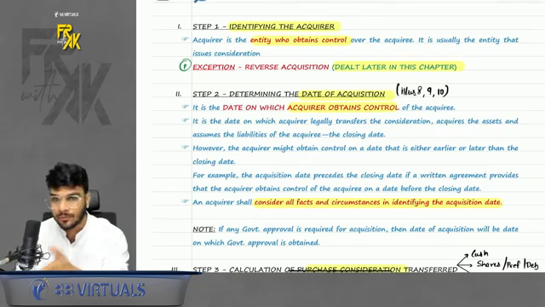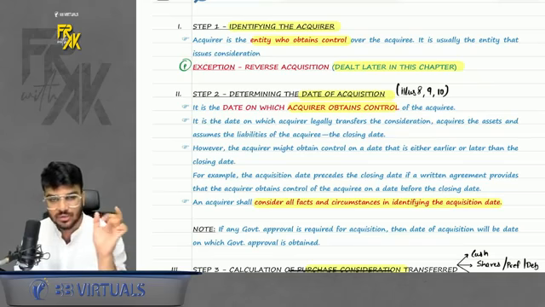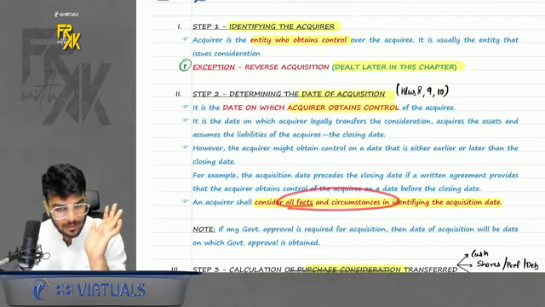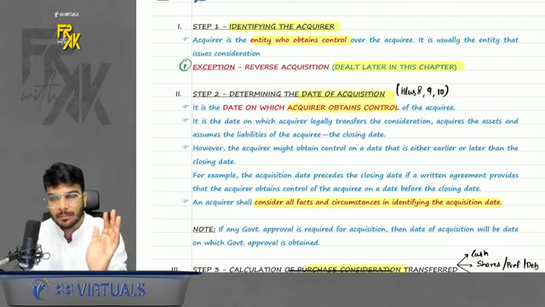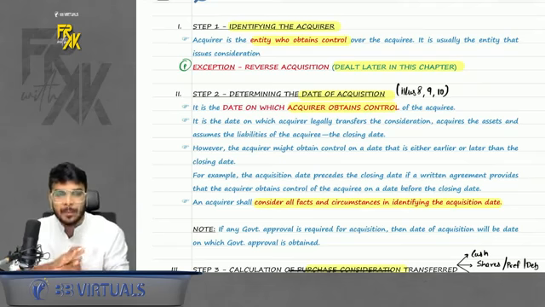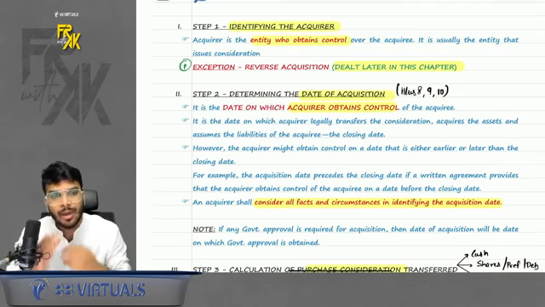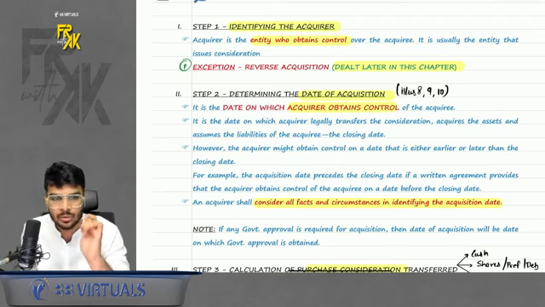Shareholders approved on 1st September. Okay, government approved on 1st October. There can be various dates. So which date will be the date of acquisition? There is no specific date. For that, you will have to check all the facts and circumstances. It will depend. So do remember that you cannot predetermine the date of acquisition. This is the date when you obtain control. You have to read the whole question and check from question to question.